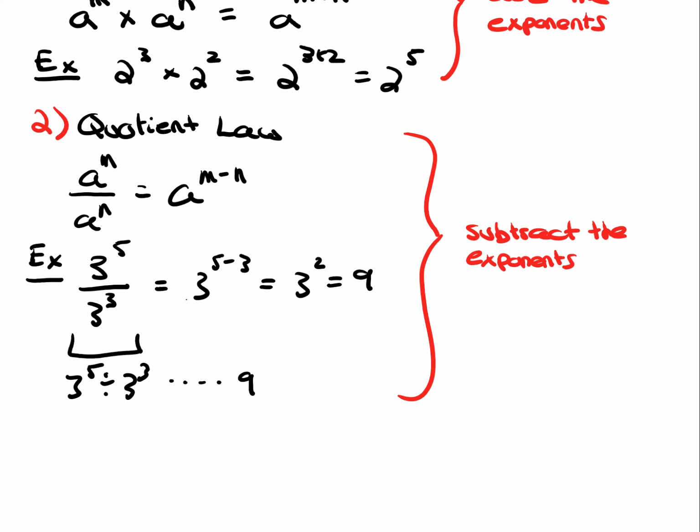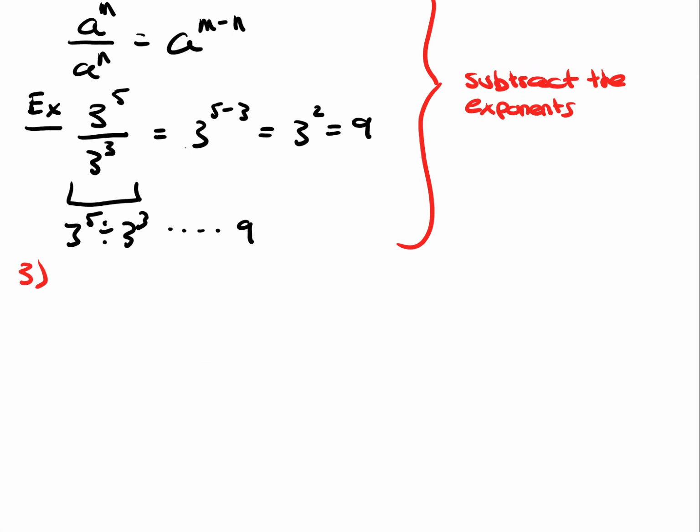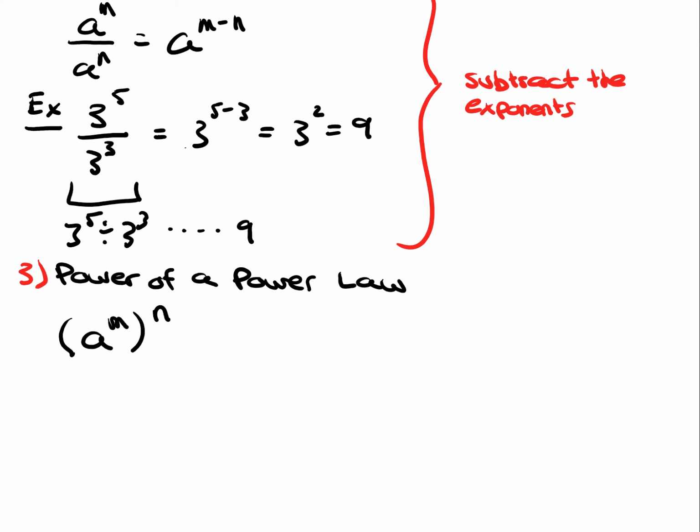Okay, moving on, we are going to be looking at law number 3, which is the power of a power law. Basically, in this case, we have some base a to the exponent m, and then that is itself raised to an exponent n. In this case, we are just going to multiply the exponents, and then that is put to the power of base a.